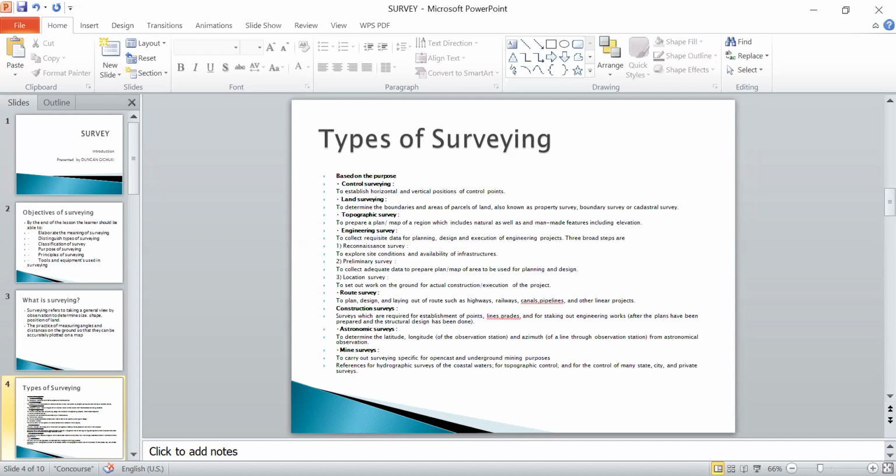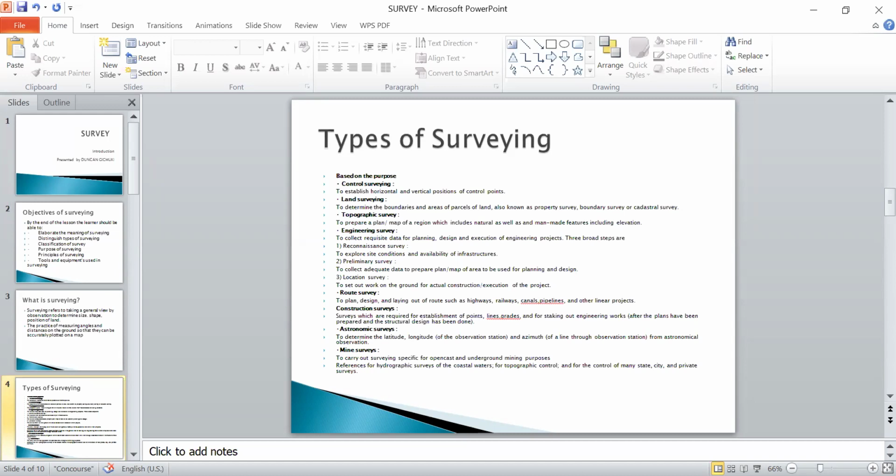Next, route surveying. Route survey is to plan, design, and lay out a route. So hapa ni kufanya survey ya barabara, canals and pipelines kwenye kuko na flow of materials. Construction survey, surveys which are required for establishment of points, e.g. lines, grades, and for staking out engineering works.